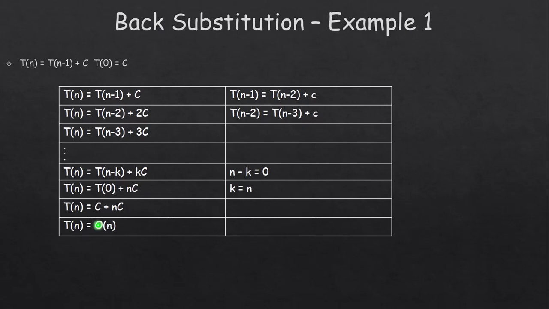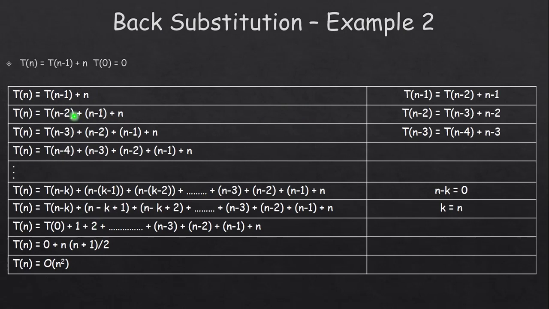We will see more examples. So the next recurrence relation is t of n equal to t of n minus 1 plus n, and t of 0 equal to 0. First, you just write the given equation. Then you have to find t of n minus 1. How to find t of n minus 1? Just substitute n minus 1 in the given equation.